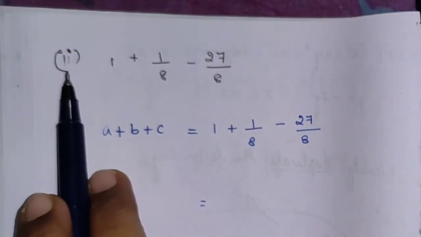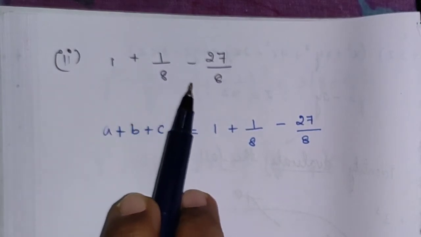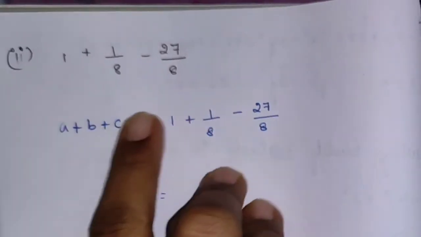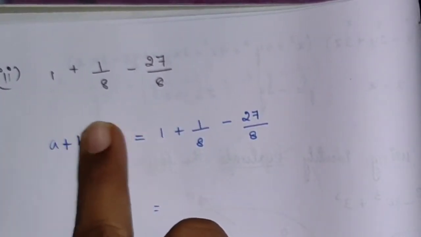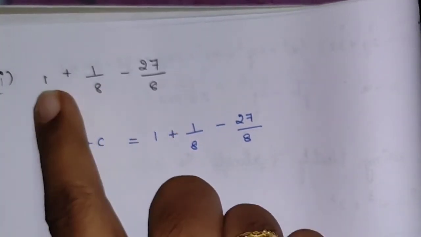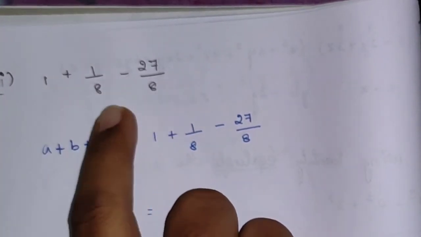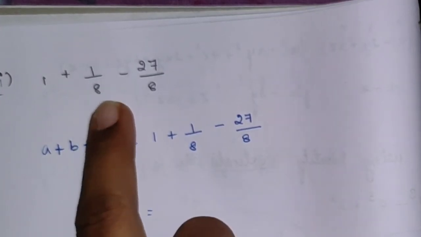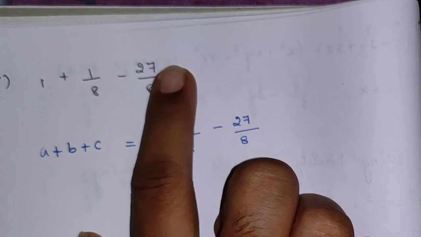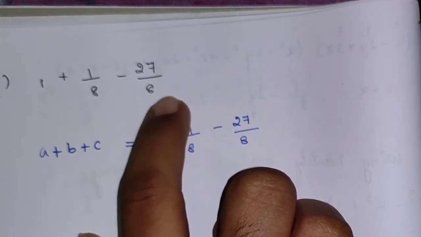Second subdivision, your question is 1 plus 1 by 8 minus 27 by 8. Okay, so 1 cube is 1. 8 is nothing but the cube of 2, that is 2 cube is equal to 8. And 27 by 8 can be written as 3 cube by 2 cube.